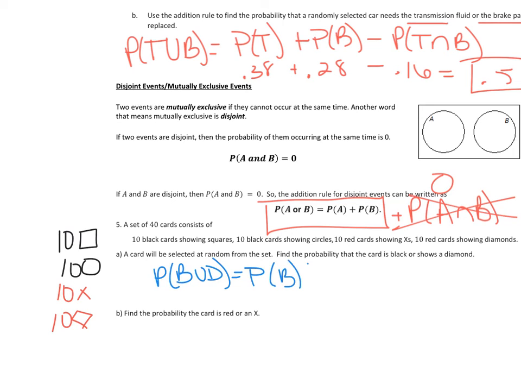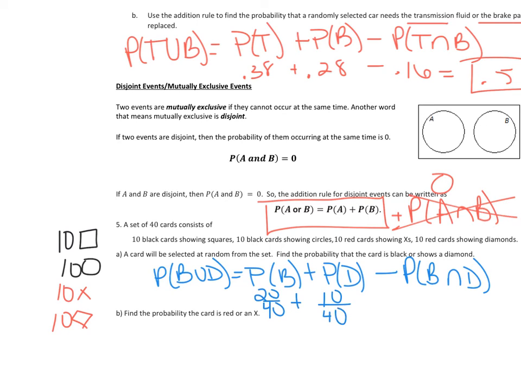Now let's see. Or means to add the two probabilities and subtract the overlap if there's an overlap. Okay. So probability of getting a black card. Well, there are 20 total black cards in this deck out of 40. So that would be 20 out of 40. Plus the probability of getting a diamond. There are 10 diamonds out of the card deck out of 40. Minus, are there any cards that are black and a diamond? No, there are not. So this is 0 over 40, which is what I was saying before. That just becomes 0, so no harm done. I add this together, I get 30 over 40, which is 3/4 if you'd like to simplify.